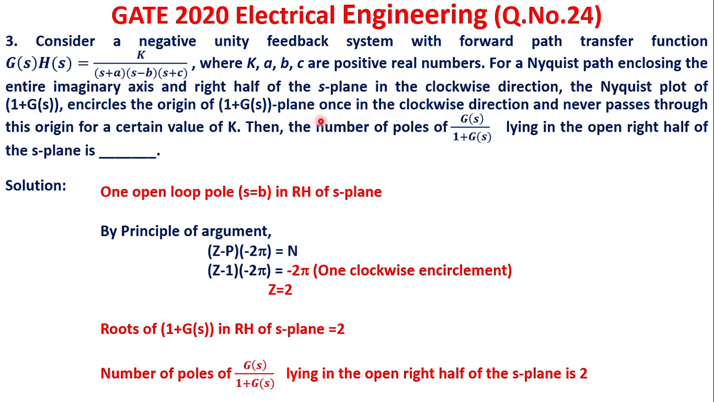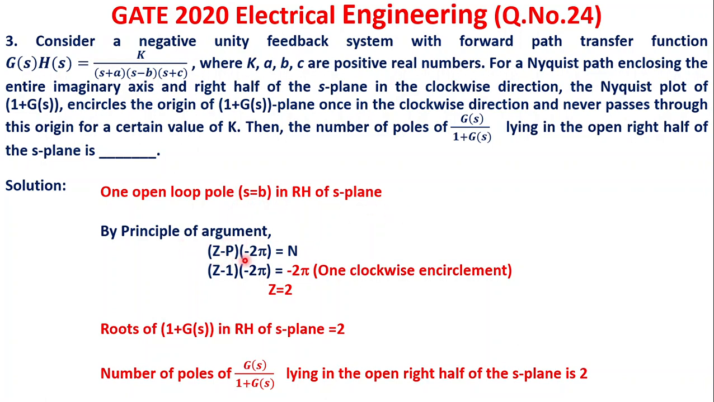So it encircles the origin once in the clockwise direction and never passes through the origin for a certain value of K. That means that particular Nyquist plot doesn't pass through the origin. It is only encircling. That is how we normally do. So the number of poles of G of S by 1 plus G of S means closed loop poles; how many are lying in the right half of the plane. Same type of question they have asked using words, that's all. Previously we have been given a lot of questions of the same type, but the style of asking is different here. So now minus A and minus C are two poles, B is another pole. So one pole in the right half of the S plane.